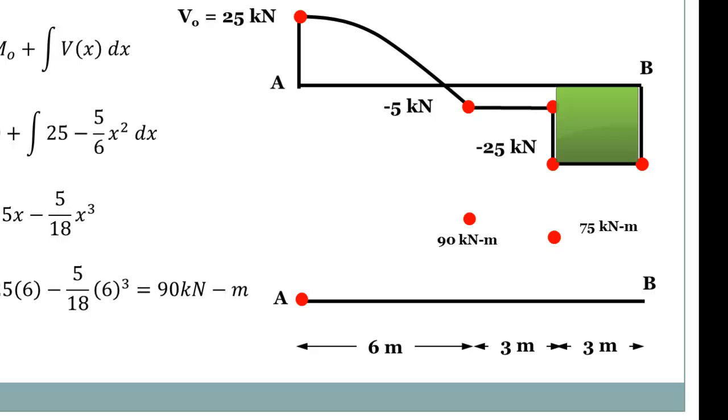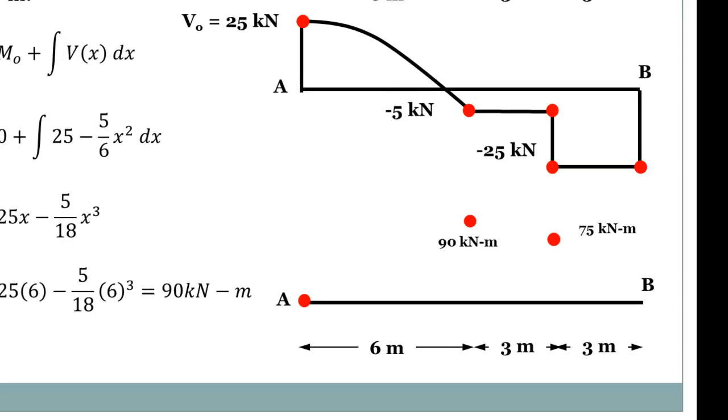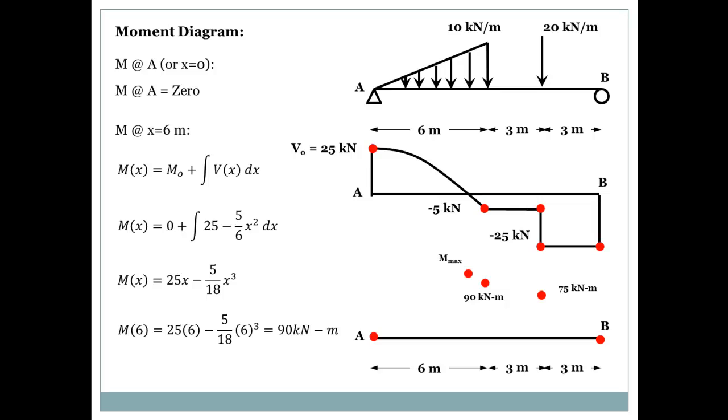So what about this new area? The new area is 3 by 25 for the reaction at B, and we will get 75. Now we have an M max before the 90. Why? Because the shear diagram crosses the horizontal just before 6 meters.